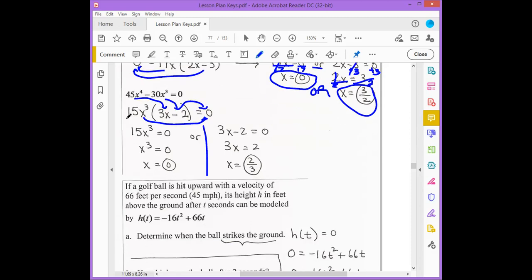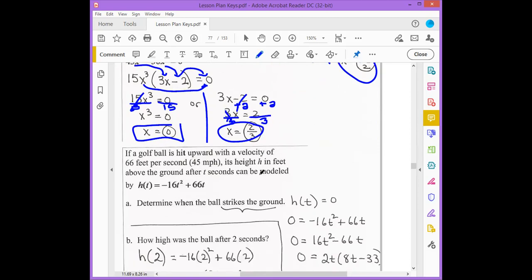So we have 15x cubed equals 0. Divide both sides by 15. The 15's will cancel on the left side, leaving x cubed equals 0. And we see x is just 0. Or 3x minus 2 equals 0. We're going to add 2 to both sides of this equation. The 2's will cancel on the left side, leaving 3x equals 2. And then divide both sides of the equation by 3. We'll get x equals 2/3. So x equals 0 or 2/3.